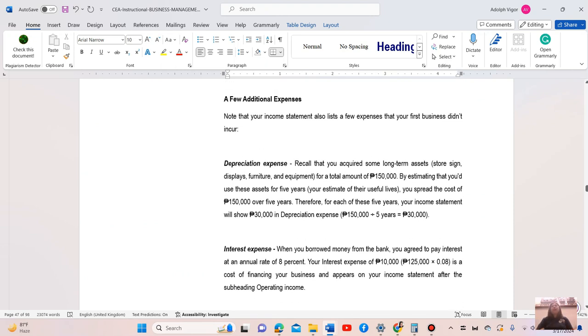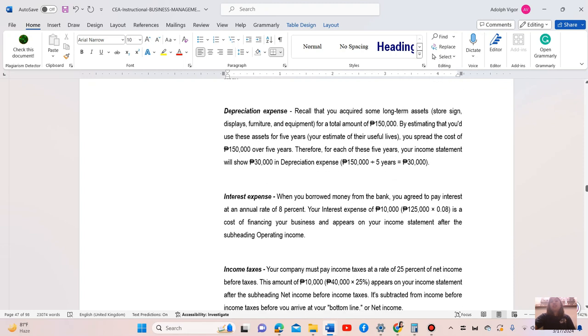A few additional expenses. Note that your income statement also lists few expenses that your first business didn't incur, such as depreciation expense. Wala man tayo depreciation expense sa katong cash basis accounting, sa inyohang RK model kit. Recall that you required some long-term assets such as store signs, displays, furniture, and equipment for a total amount of 150,000.